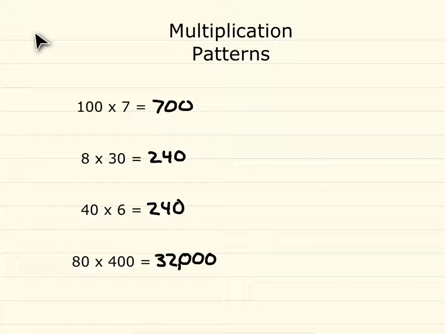Well, if I look at each one of these, let's say 100 times 7 is 700, I see math facts. I see 1 times 7 is 7. I see 8 times 3 is 24. I see 4 times 6 is 24. And I see 8 times 4 is 32. So the first digits of your product occur from the first digits of your factors.